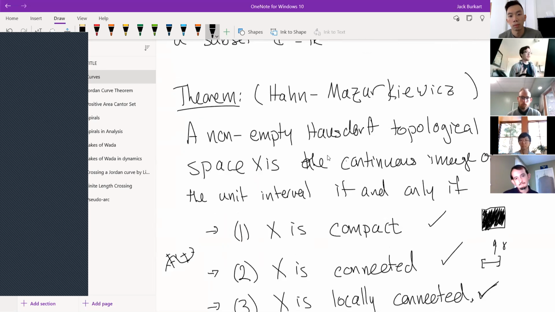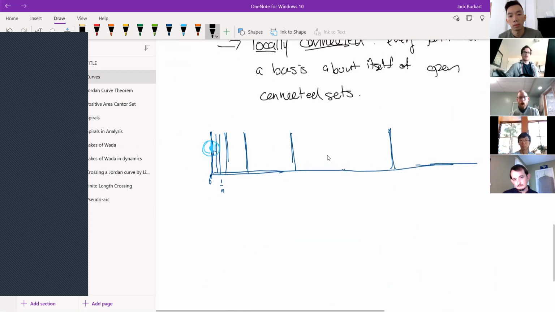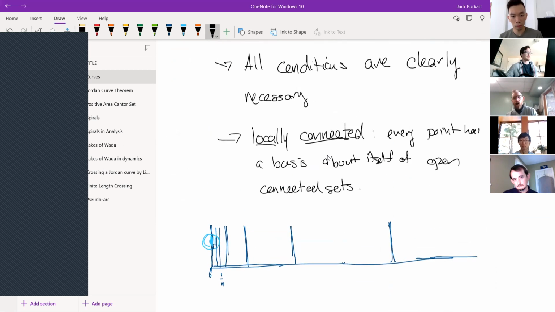And it's something that we actually don't really see in a topology geometry 1 course, but it's a really elegant topological characterization of continuous images of the unit interval. Yeah, that's all I have to say about curves to start off, but are there any questions so far?